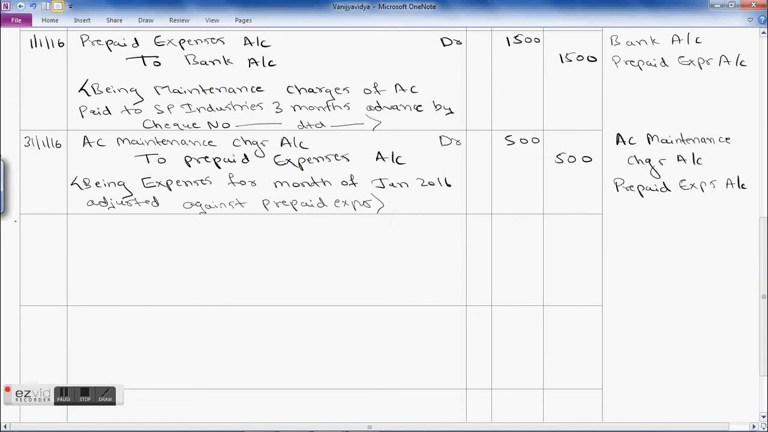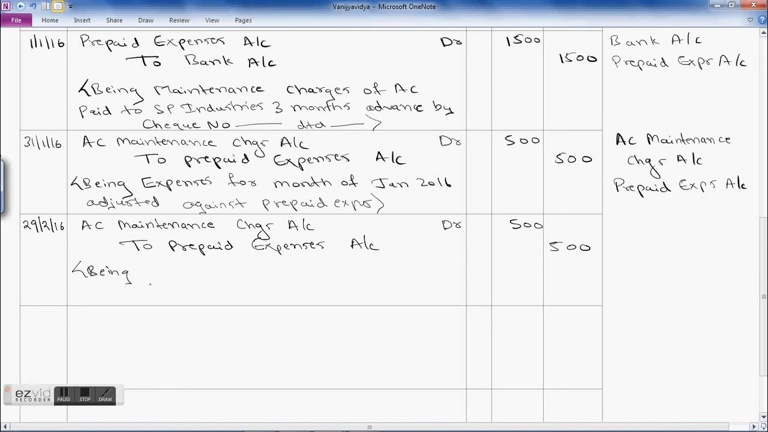End of February. Okay, so 29 Feb 2016, AC maintenance charges account, debit 500 to prepaid expenses account 500. Okay, narration will be the same except the month will come as Feb 2016, right?